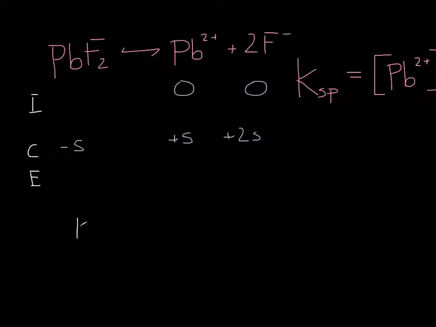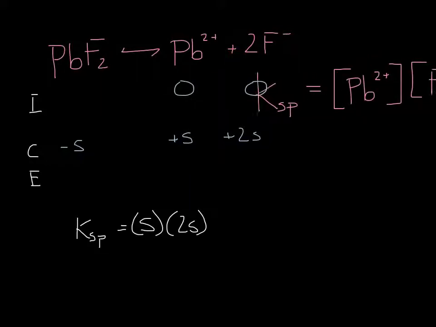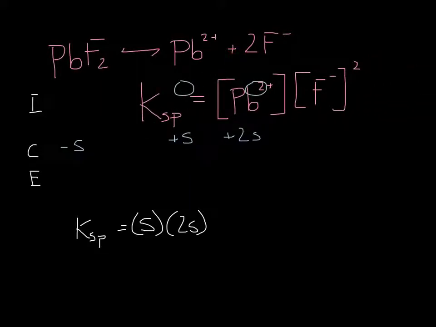So then another way of saying our Ksp equation is to say that S times 2S, and of course, since this is a 2 right there, and since we have a squared on our equation right there, we are going to need to square this right here. So Ksp would be equal to S times 2S squared.